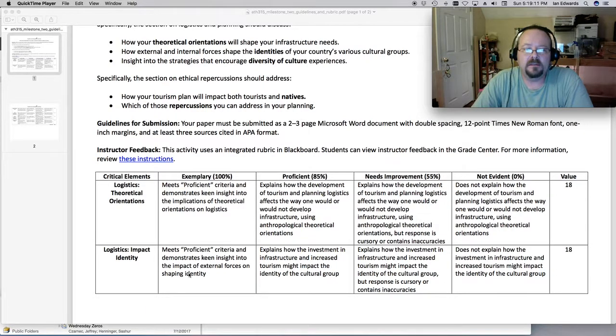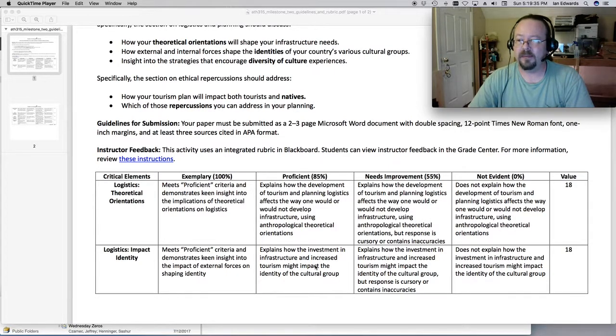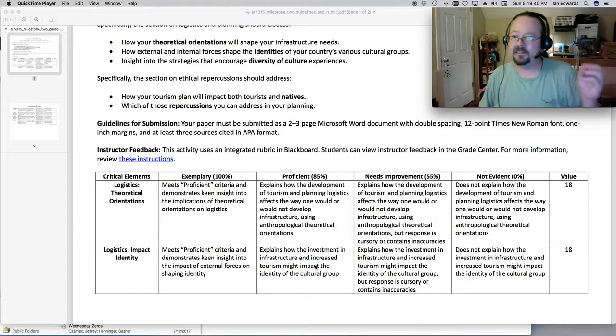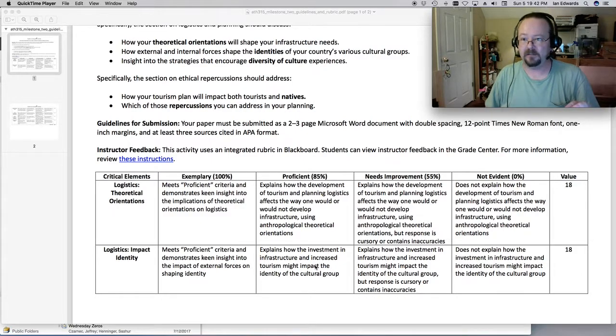Moving on to the impacts of identity. Up here, it asks about how external and internal forces shape the identities of your country's various cultural groups. And here you can see in the critical element, it explains how the investment in infrastructure and increased tourism might impact the identity of the cultural group. Now, you want to think about things that are going to impact your group from the outside and things that are going to impact your group from the inside. That's the internal and external.